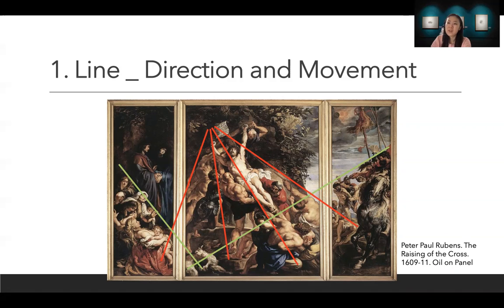Yes. So in the central panel, we see the dynamic moment when the cross of Christ's crucifixion is being raised to its upright position. And Rubens created a strong diagonal emphasis by placing the base of the cross at the far lower right of the composition and the top of the cross in the upper left, making Christ's body the focal point. Very good.